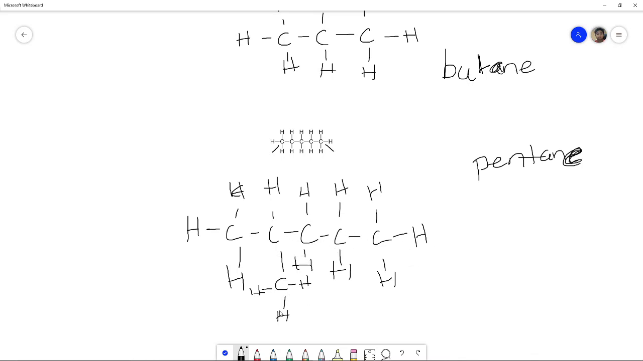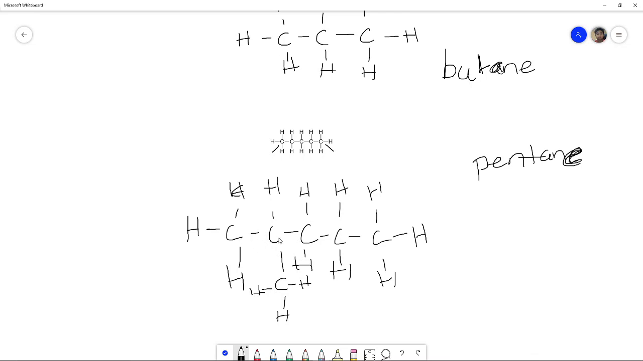Anyways, to name this hydrocarbon, first we must determine the parent chain. To determine the parent chain, we need to find the longest strand of carbons. As we discussed before, we have two options. We have the straight one. We actually have three options.